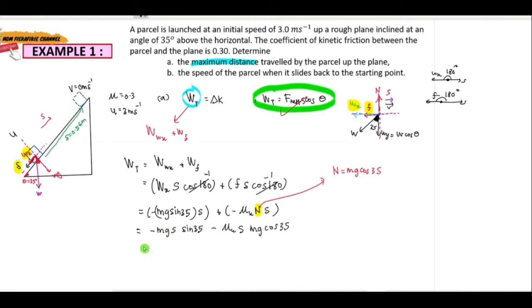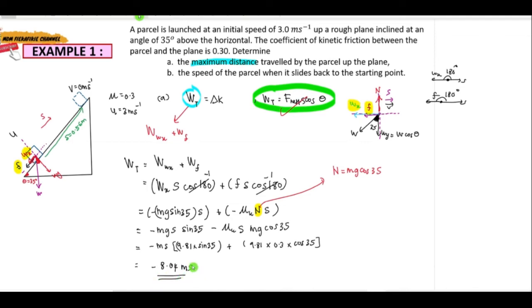Okay, so kita tak ada nilai m, tak apa, kita boleh factorizekan m dan s. So kita ada negative ms, okay, so g is 9.81 times sin 35, plus 9.81 times mu kita adalah 0.3, times cos 35. Okay, awak kira satu-satu. So we can solve for the work total, and then kita akan dapat, this is in terms of ms, negative 8.04 ms.